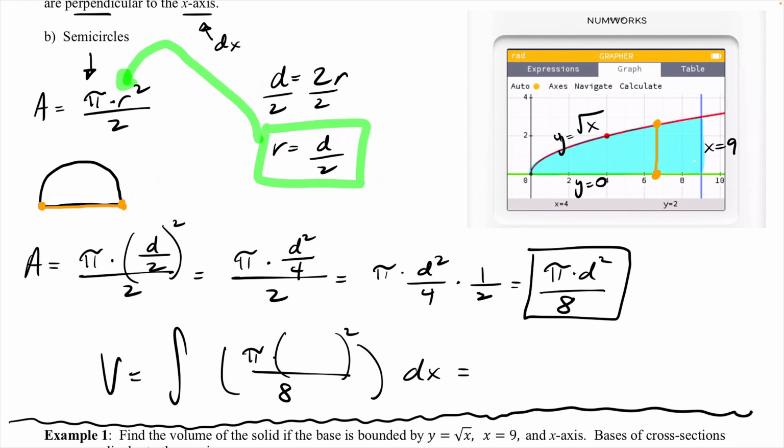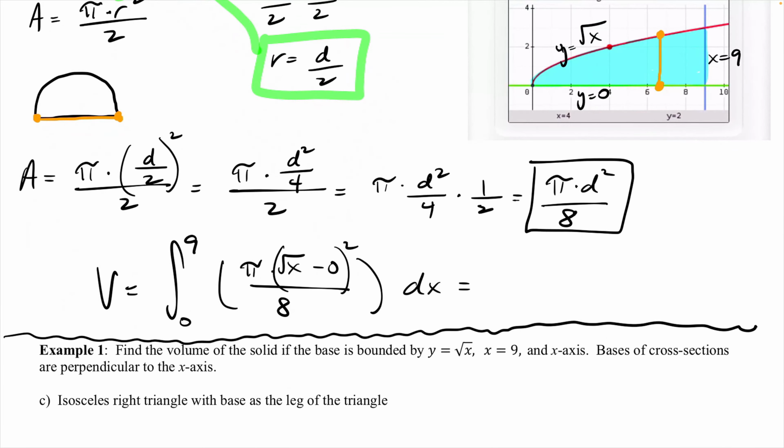Top function minus the bottom function, right? Top function is square root of x. Bottom function is 0. So it's just the square root of x minus 0, or the square root of x squared, which is just x, right? Are the bounds going to be different at all? Nope. 0 to 9, right?